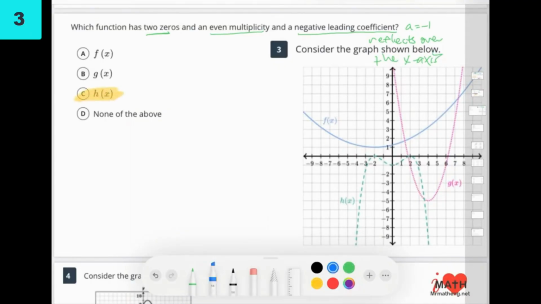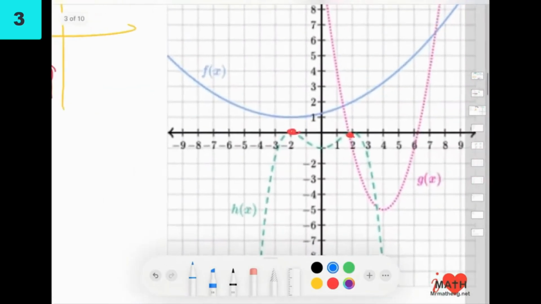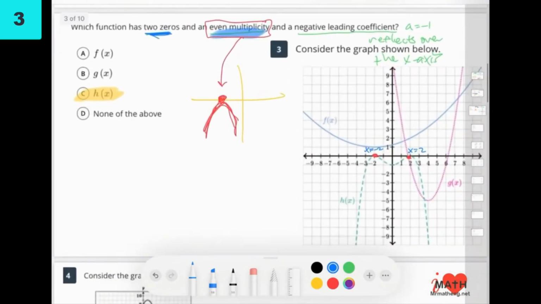But let's confirm that with the other clues. It has an even multiplicity. That basically means that at the x-axis there is a bounce. That's what even multiplicity means, right? There is a bounce to the graph, right? It bounces off, it kisses the x-axis and runs away. So we have that in here and here. Okay, and then the last clue is there are 2 zeros, okay? And the zeros are x equals -2 and x equals +2. So that kind of confirms why h of x is our answer.